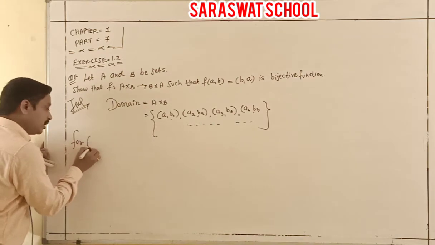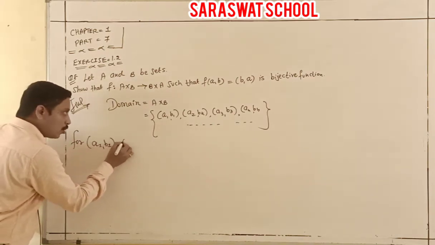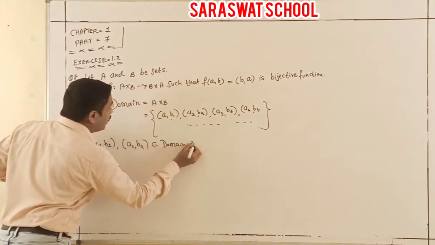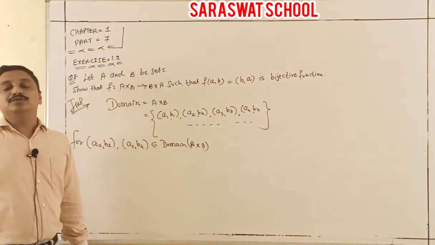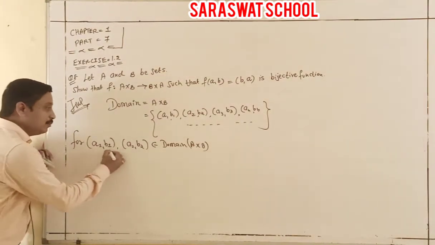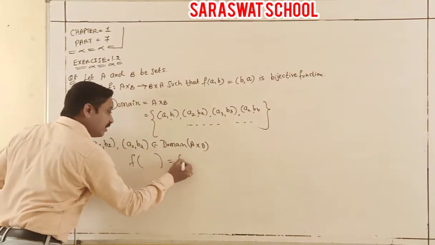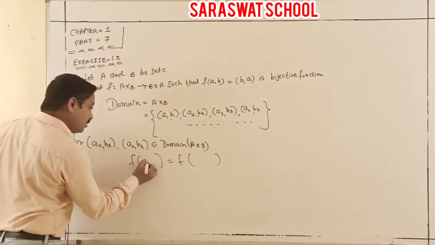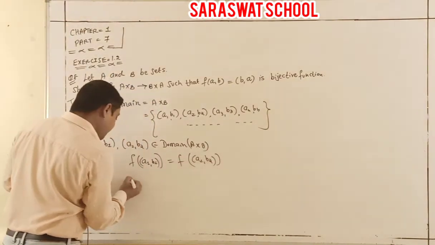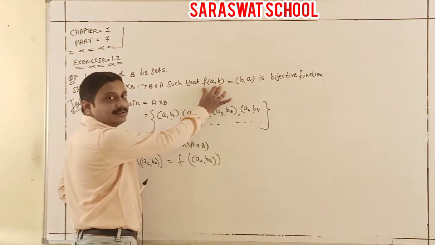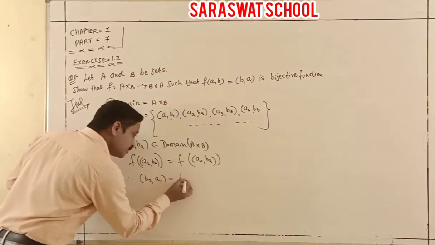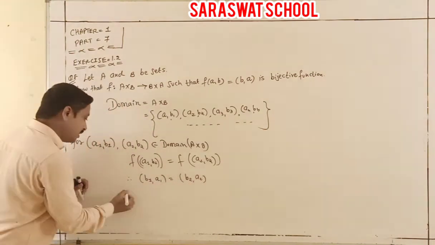So for (A1, B1) comma (A2, B2), it belongs to the domain. What is the domain? A cross B. So students, continuing by applying the domain, our definition is what? If it belongs to the domain, then f of (x1) and f of (x2), that is f of (A1, B1) same, f of (A2, B2). Now check, what is f of (a, b) given? It is (b, a). So here similarly (B1, A1) and (B2, A2), and now equality.